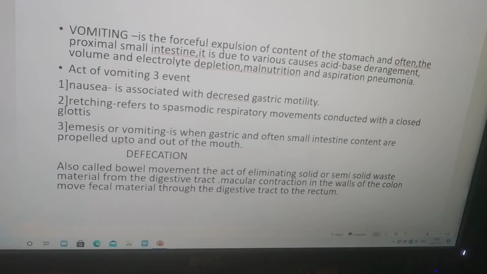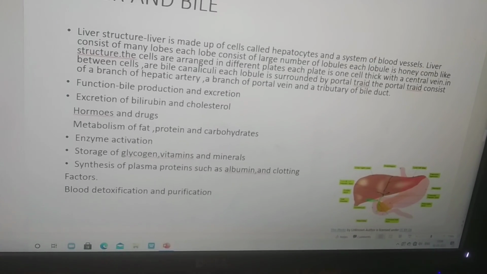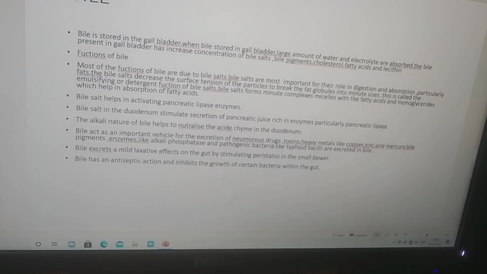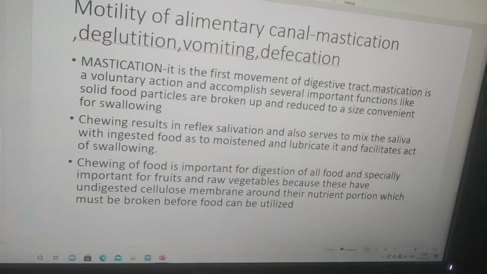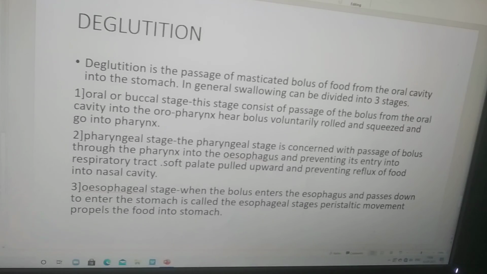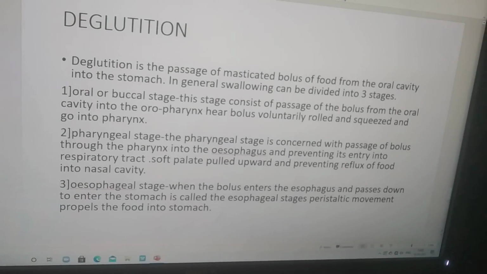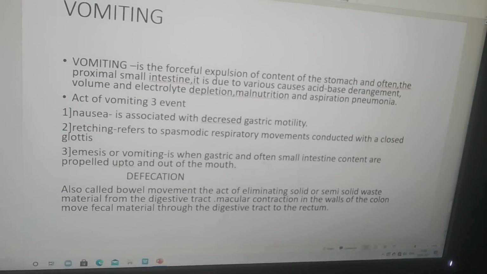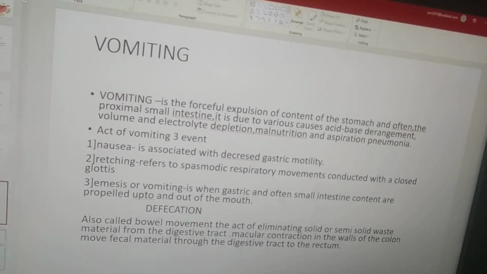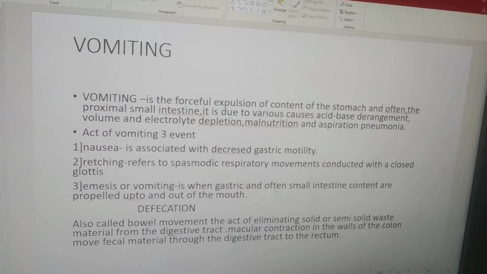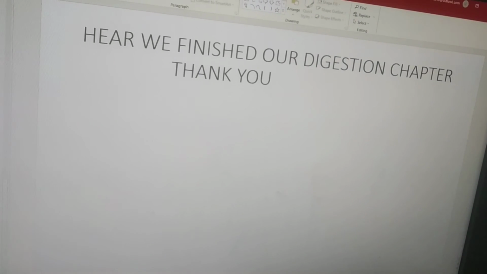Today we learned about the liver and bile. Then bile, motility of alimentary canal, mastication, deglutition, vomiting. Then we learned one by one deglutition, vomiting, defecation. Here we finished our digestive physiology, digestion system chapter.